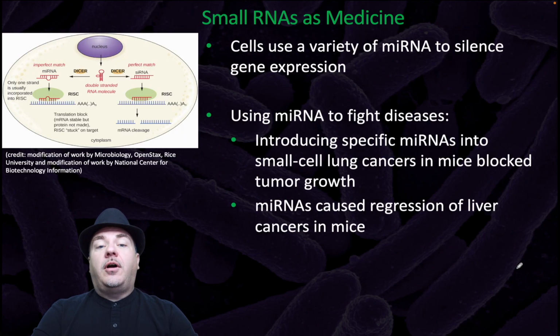We can also use small RNAs as medicine. Cells use a variety of microRNAs to silence gene expression, so we can use microRNAs to fight diseases. Introducing specific microRNAs into small cell lung cancers in mice blocks tumor growth. MicroRNAs cause regression of liver cancers in mice.